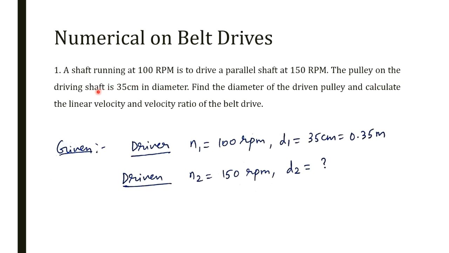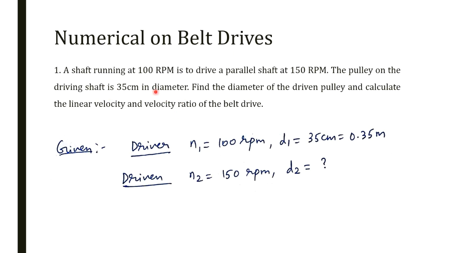The pulley on the driving shaft is 35 centimeter in diameter. They have given the diameter of the driving shaft. Find the diameter of the driven pulley and calculate the linear velocity and velocity ratio of the belt drive. So what is that you need to find out? You need to find out the diameter of the driven pulley. So D1 is given, that is the driving shaft.